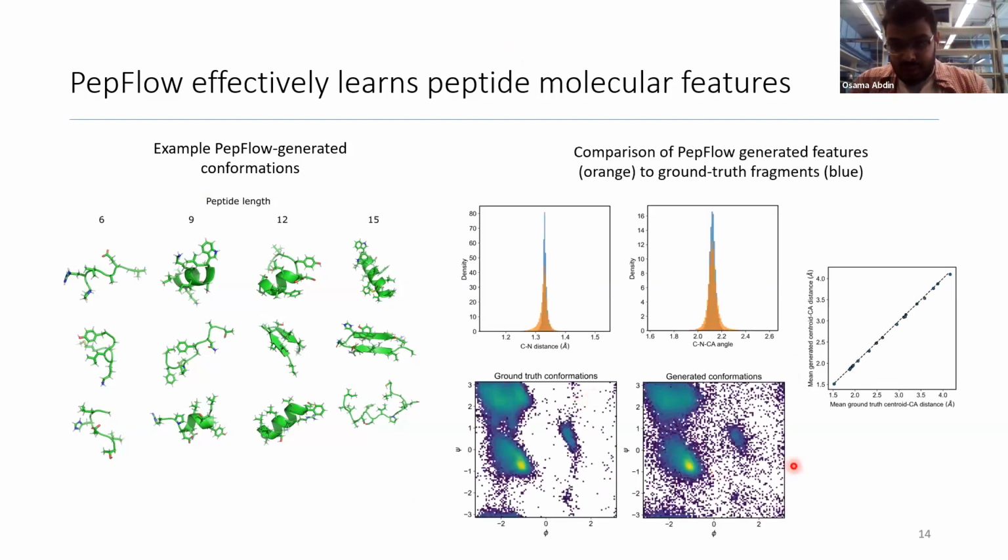More quantitatively, we looked at the distributions of various molecular features, internal coordinates in the backbone, and we found that PepFlow can accurately capture bond lengths in the backbone, bond angles of the backbone, the torsional angles in the backbone, and can also capture the distributions that you'd see for centroid positions relative to the backbone.